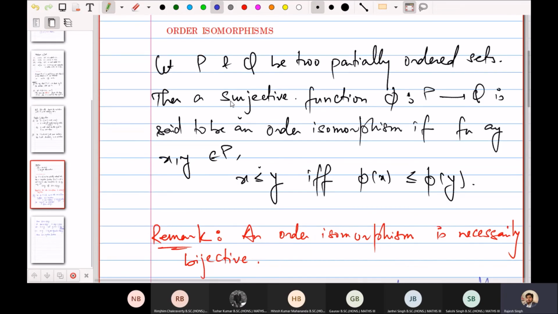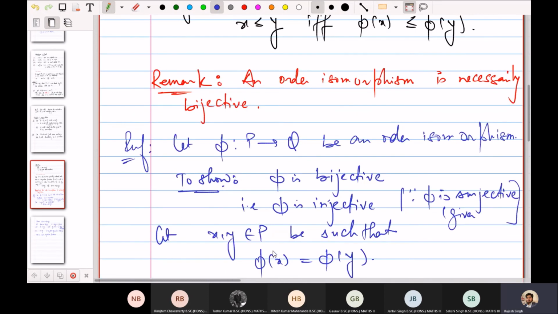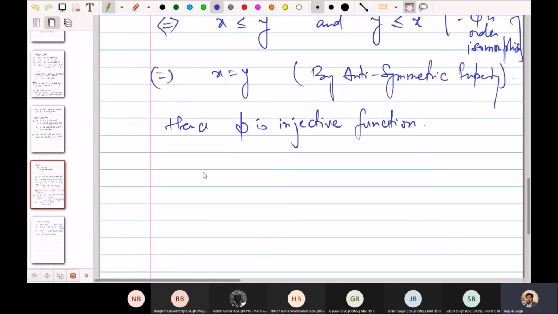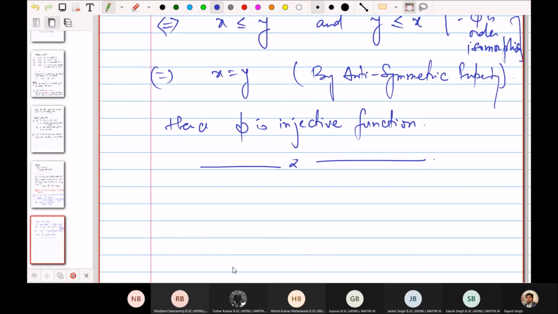लेकिन surjective हम लेके चलते हैं, surjective नहीं आता. So a surjective function is said to be an order isomorphism if for any x, y belonging to P, x is related to y if and only if phi x is related to phi y. और वो necessarily bijective बन जाता है because of antisymmetric property. ठीक है, so हमें injectiveness लेके चलने की जरूरत नहीं पड़ती, वो by default आ जाती है. Is it fine? Yes, sir.